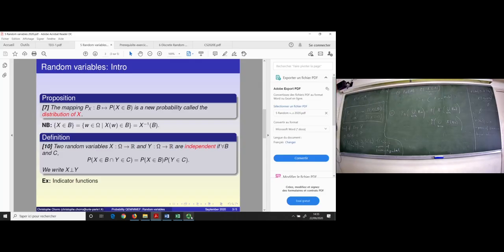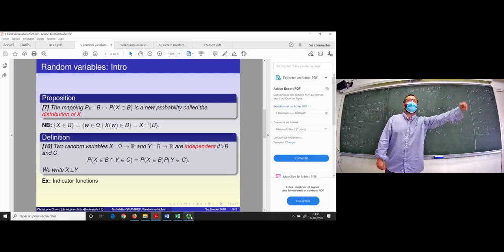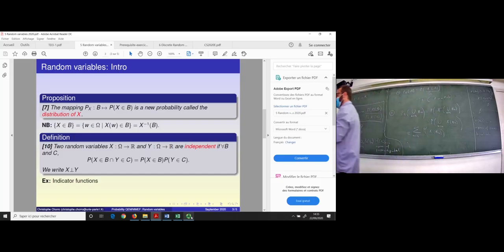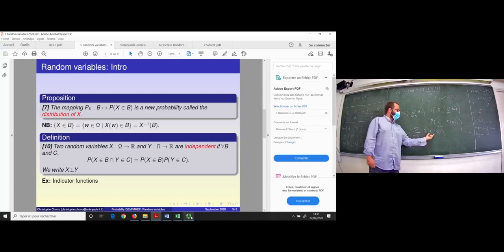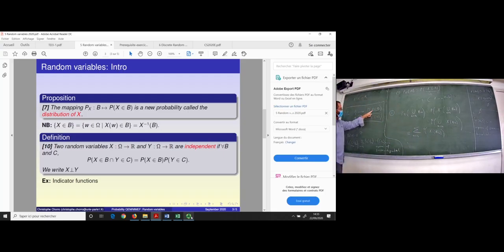So the probability of the union is equal to the sum of the probabilities, because P is a probability. So when I have a sequence of pairwise disjoint sets, the probability of the union is equal to the sum of the probabilities. And it's finished, because what is P of X minus 1 of Bn?